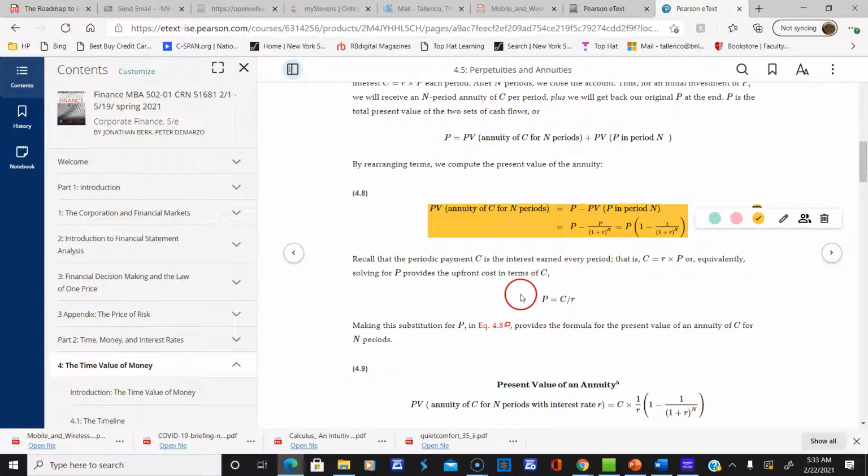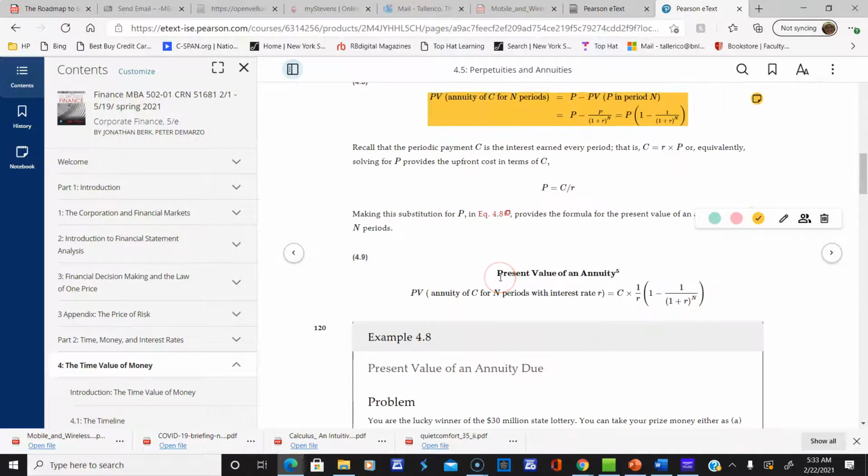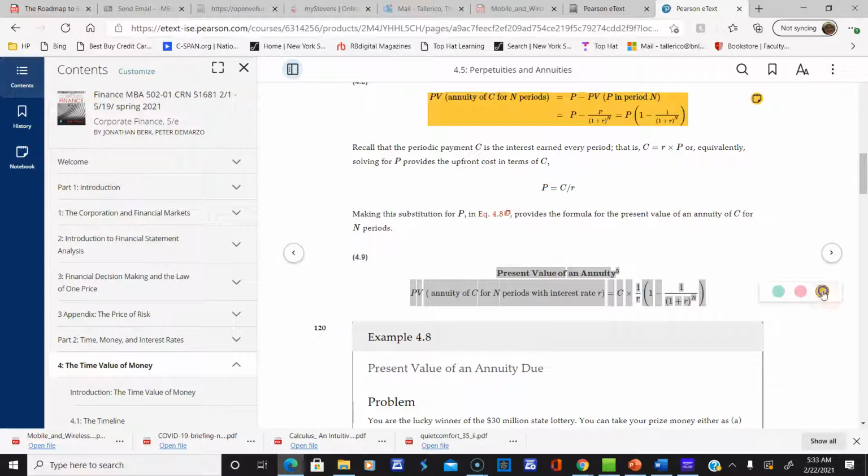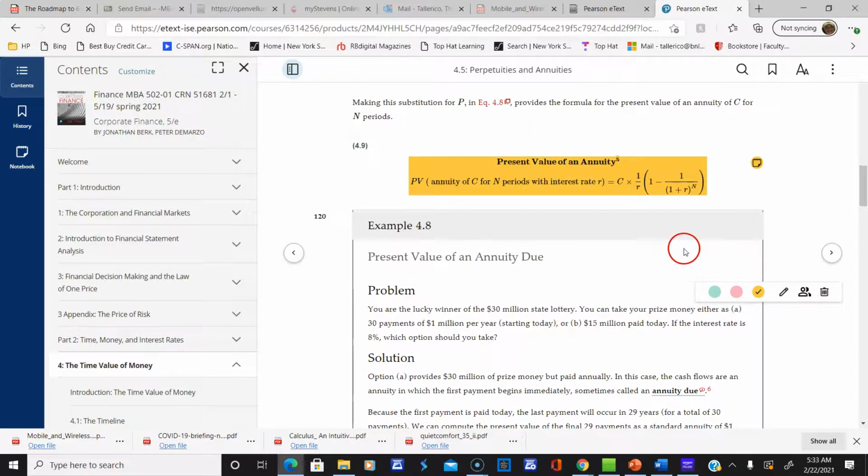So basically this is the upfront cash in terms of C, right? So you can write this again this way. You could either write it that way, or another way to write it is this way. But again, we're going to be using Excel, so I wouldn't worry too much about that.